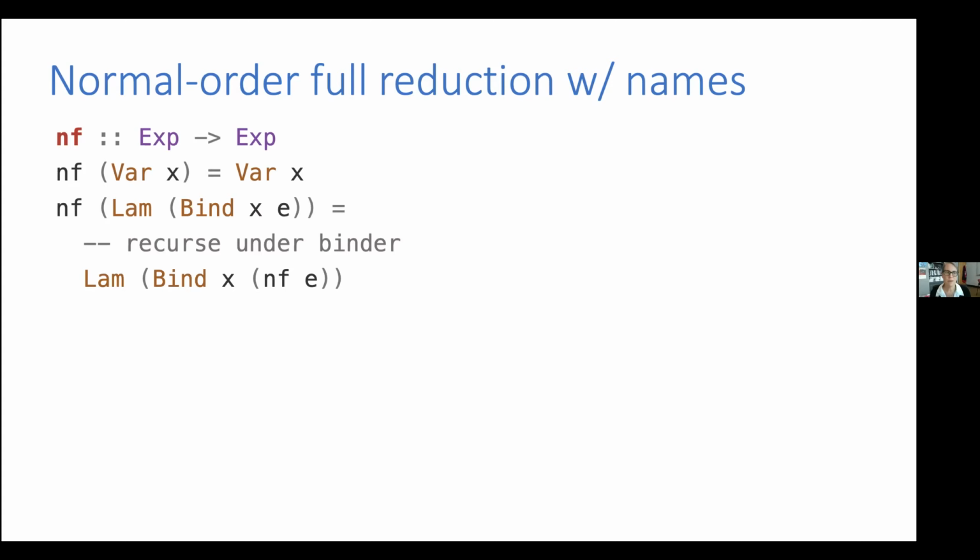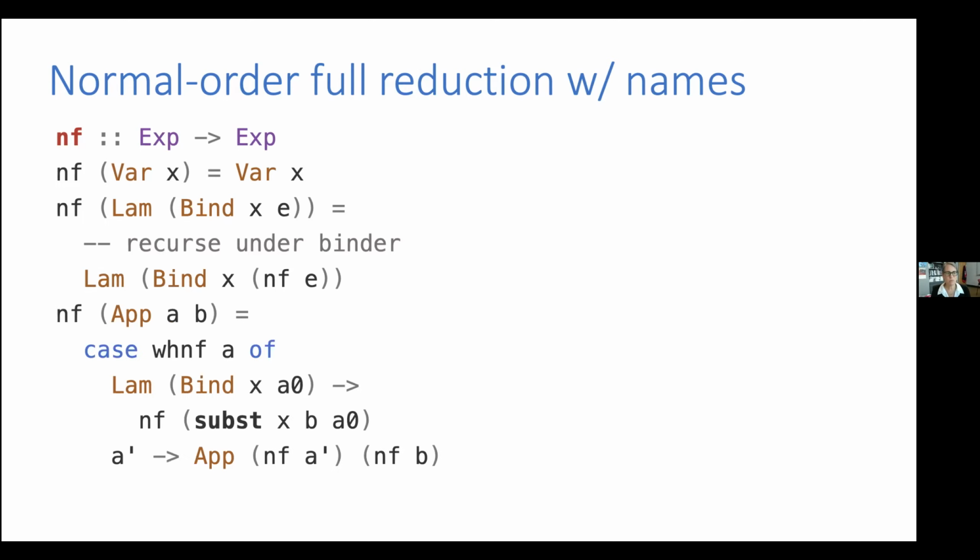So I'm going to do the same thing that Leonard Augustsson did in his paper, which was normal order full reduction, where we're calculating the normal form of some lambda calculus term. We're going to go through and normalize each subterm. Variables are already in normal form. If we have a lambda expression, this is an example showing how we can implement it using a named representation. In a named representation, our definition of a binder is just going to include the name and the body. When we normalize under a binder, we just go underneath that binder, do our recursive call, and rebind it.